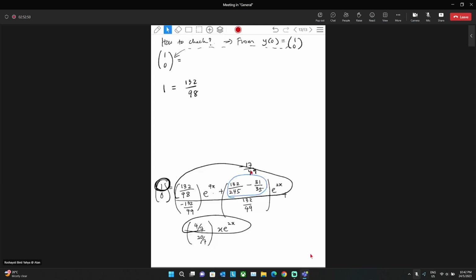So the bottom one, the second line 0, do you get 0? Meaning negative 132 over 49 plus 132 over 49 plus 0. Okay, of course it is 0. So in your module, let E equal to 0, but what we just completed in the solution, we use F equal to 0. So in the end, for the particular solution, we can get the same answer.